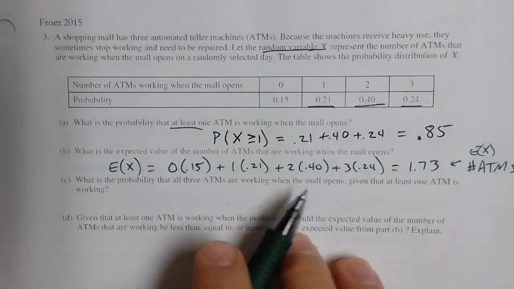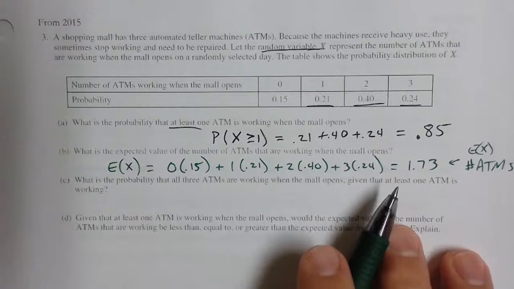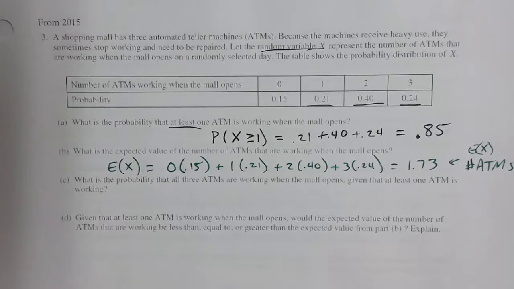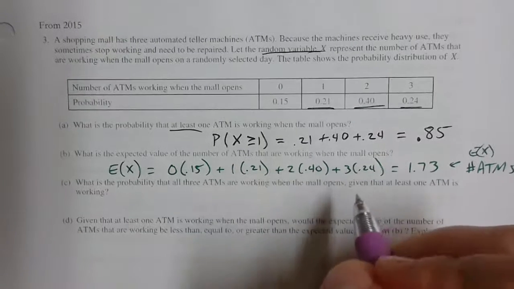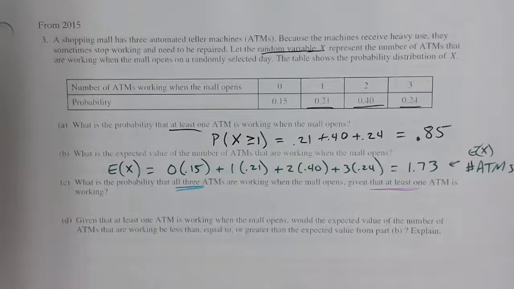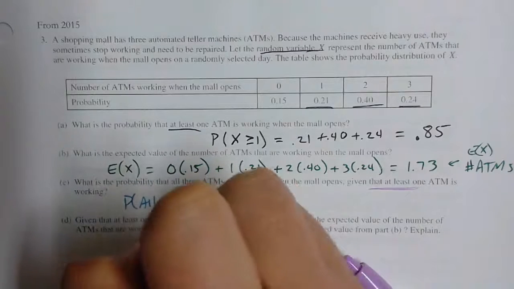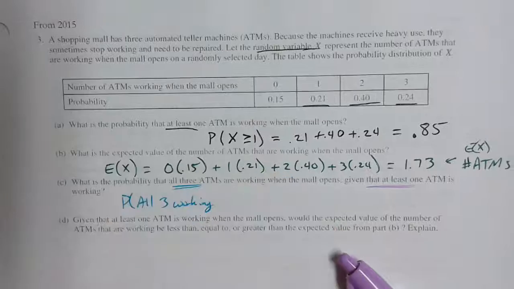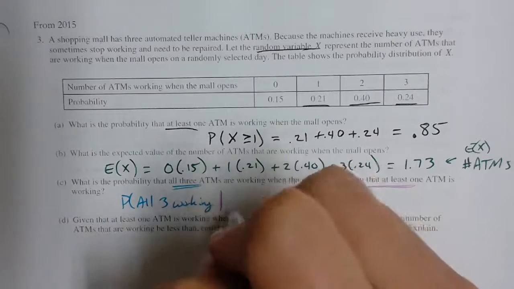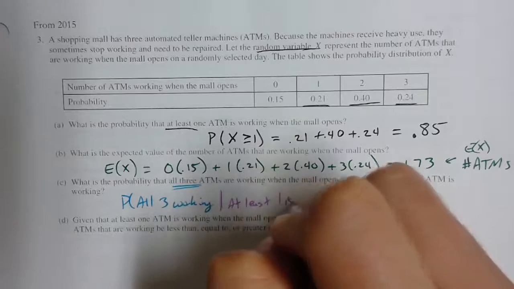So it's a conditional probability, and it's a condition based on at least one. So we want to find the probability that all 3 are working. So I'm going to write that part down here. We're going to find the probability that all 3 are working, but it's based on a condition that at least one is working. So we don't need the entire sample space here. We just need to start with the probability that at least one is working.